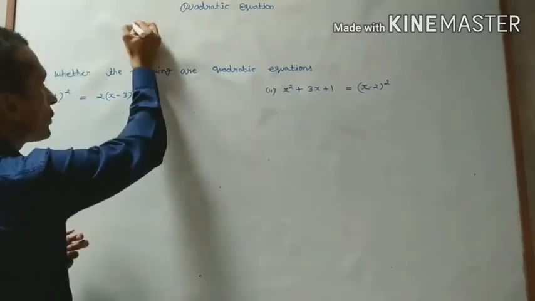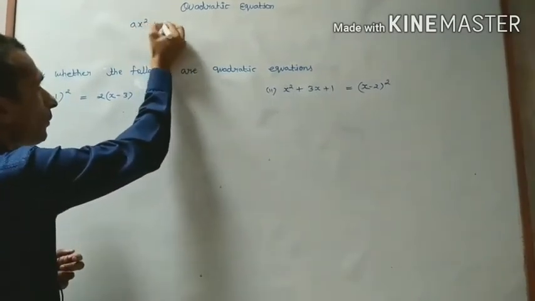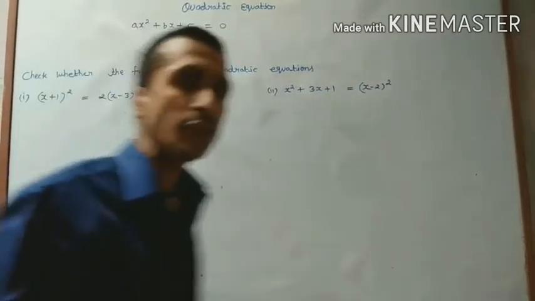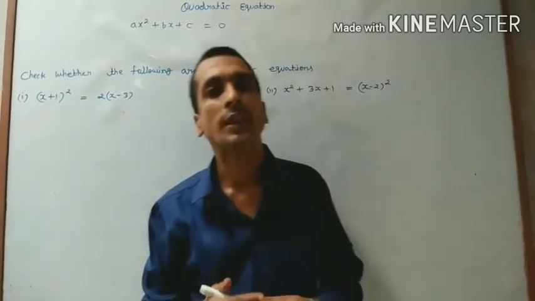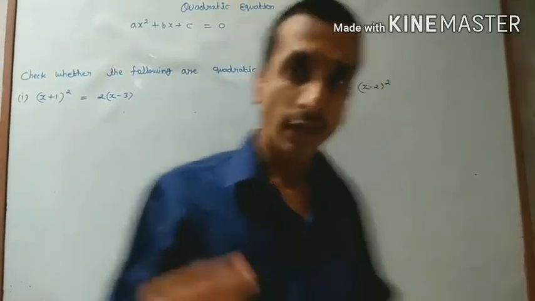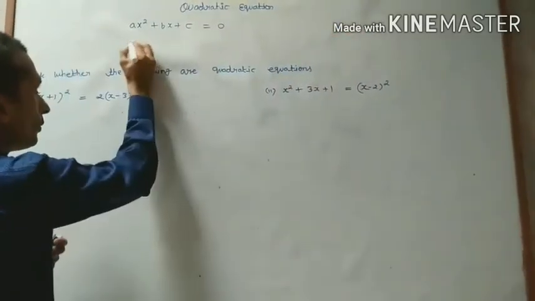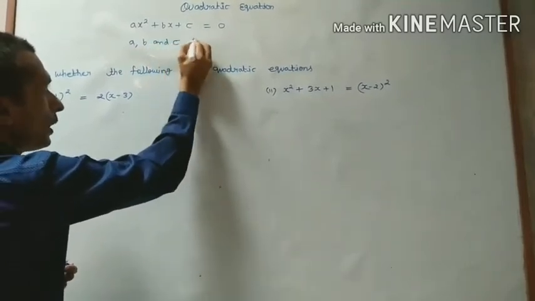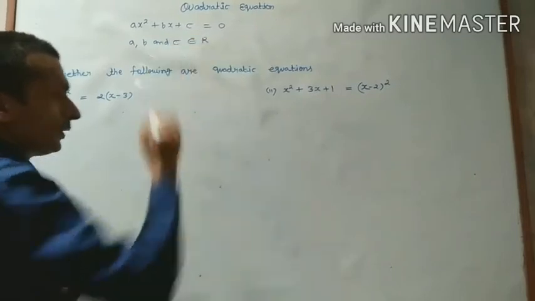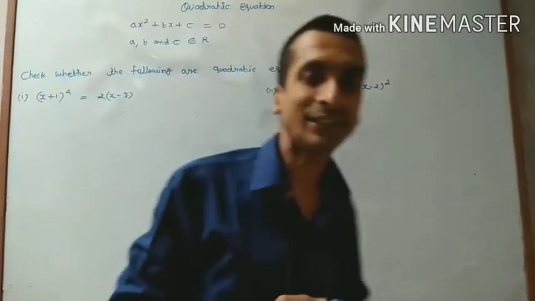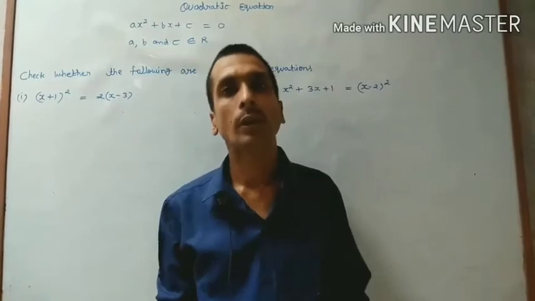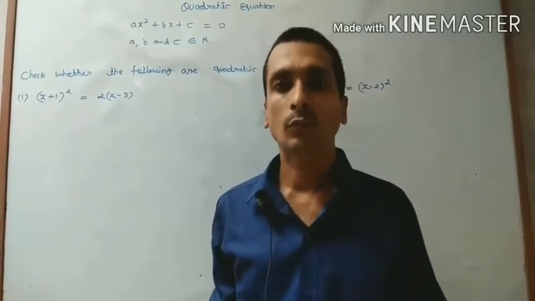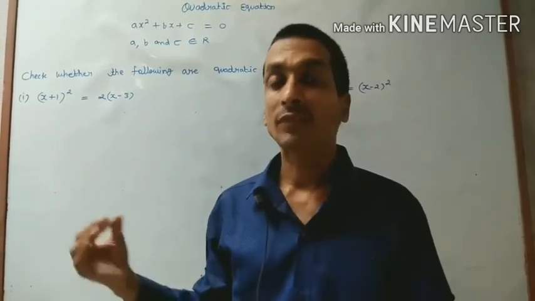You can see the standard form: ax square plus bx plus c equal to 0. This is the standard equation ax square plus bx plus c equal to 0. Here a, b and c are real numbers. That means you can take a negative number, a positive number, a root number, or a rational number like 1 upon 2, 3 upon 4. So you can choose the values of a, b, c.